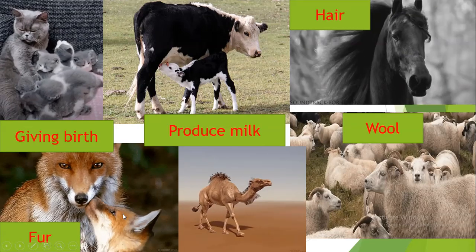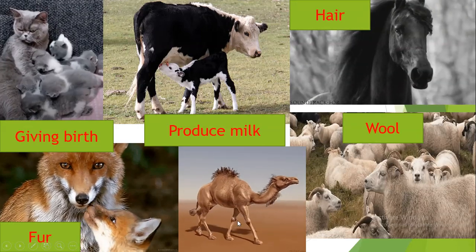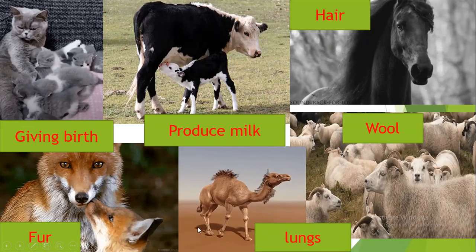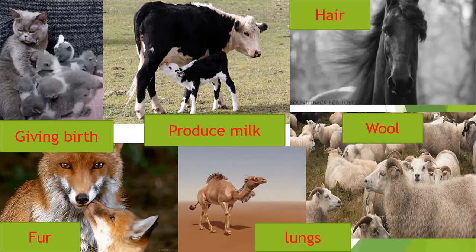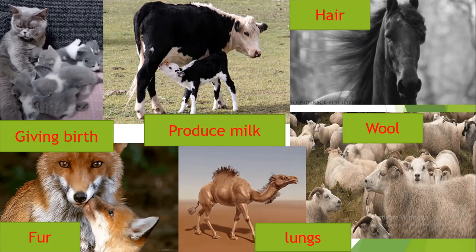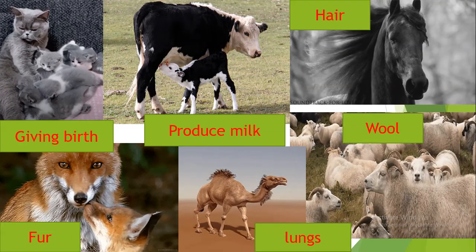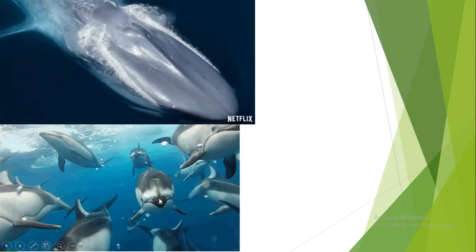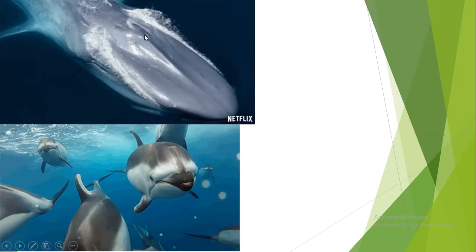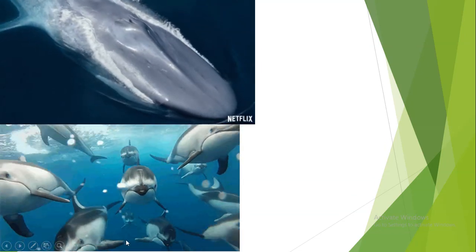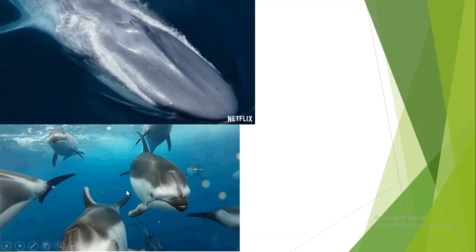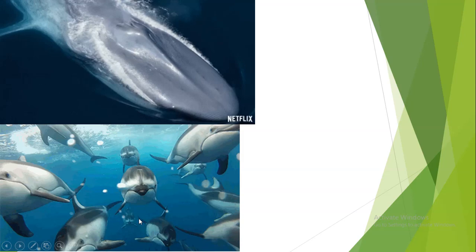Now, how do they breathe? They breathe with their lungs. Mammals breathe with their lungs. And they live in different environments. Some mammals live in water, like whales, like dolphins. And you can see that it can breathe with its lungs. These animals swim to the water surface when they need to take a breath.